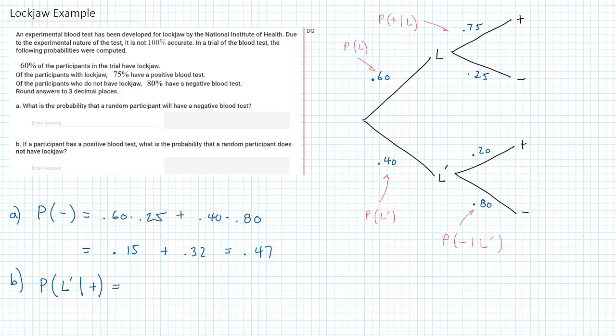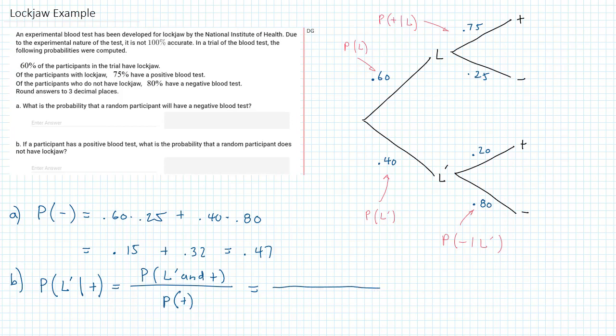So the way we do this is we're going to utilize our definition for conditional probability. That definition says the bottom part here should be the probability of a positive test, because we're only looking at the people with a positive test. And of those people, we want the ones who do not have lockjaw. So on top, we need the probability of not having lockjaw and having a positive test. We need to use the tree diagram that we've already constructed to get all of these pieces.